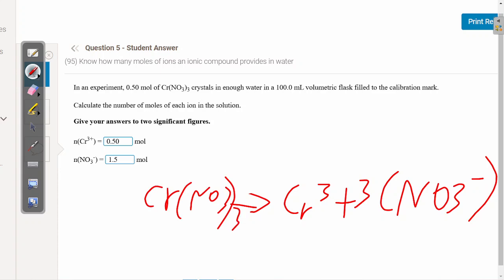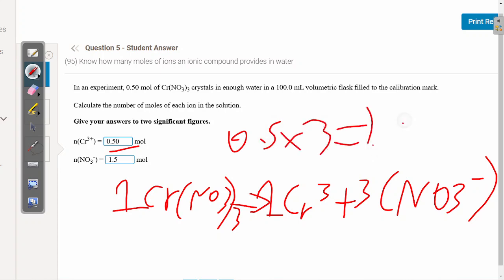Okay, now you can find the ratios. For Cr it's 1 to 1, so it's 0.5 moles, the same thing. And for nitrate it's 1 to 3, so 0.5 times 3 is 1.5. They don't ask for concentration here, just the moles.